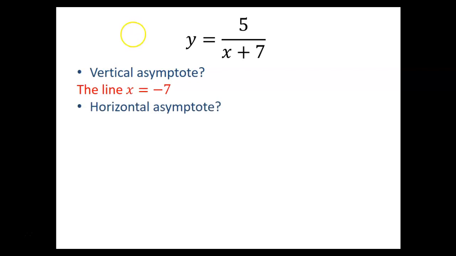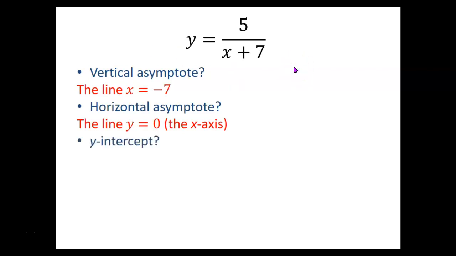What about the horizontal asymptote? Well, the numerator is a constant. It doesn't have any x's, so that counts as degree 0. And the denominator has x to the first power, so it's a degree 1 polynomial. When the degree of the numerator is smaller than the degree of the denominator, 0 versus 1, that means that the line y equals 0, otherwise known as the x-axis, is the horizontal asymptote for the graph of that function.